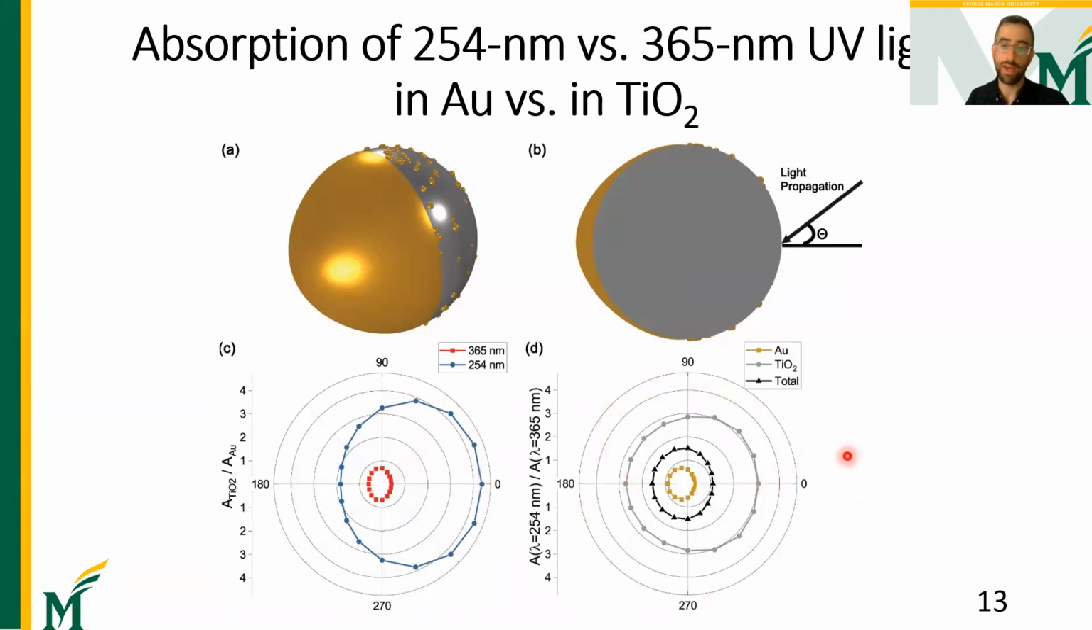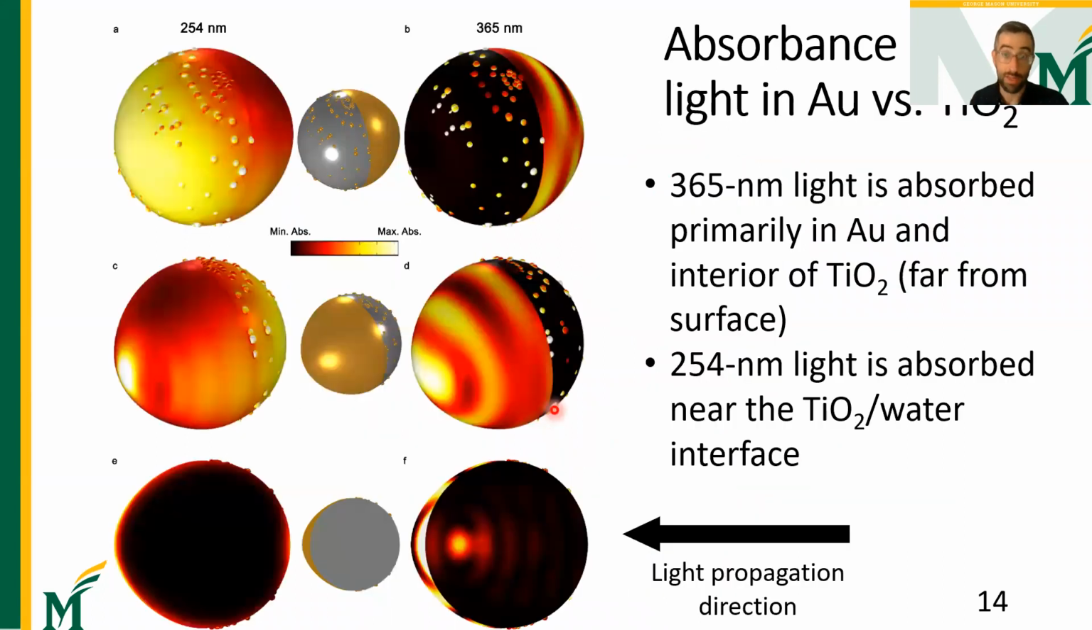Then in panel D, now we're looking at the total light absorbed overall at 254 nanometer divided by the same at 365 nanometer. And again, when we move to 254 nanometers, almost 3 times as much light is absorbed by the TiO2 compared to 365. And indeed, more light is absorbed overall at 254 than at 365. So this gives some insight into why 254 nanometer light generally yields better performance.